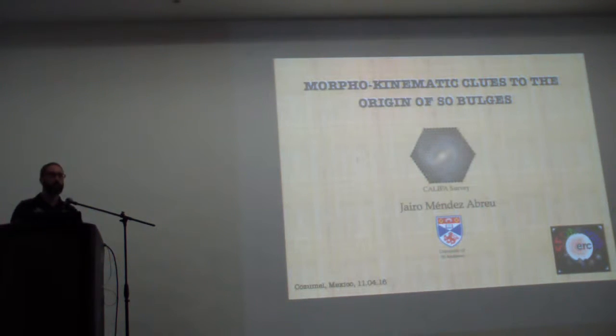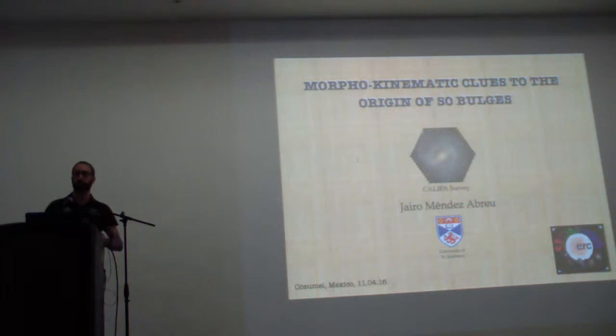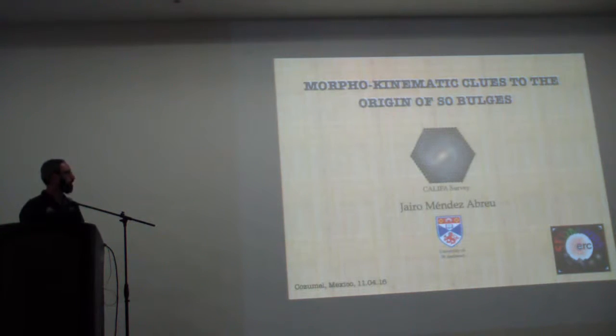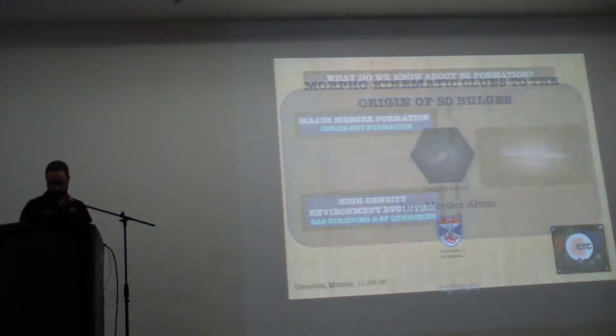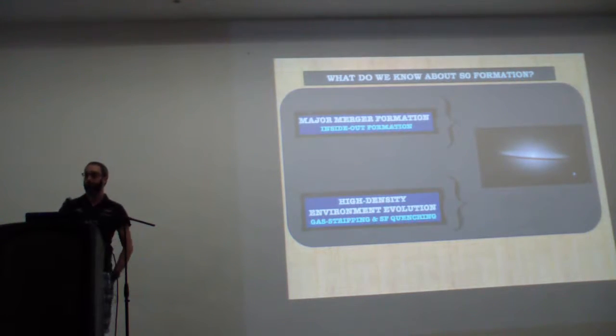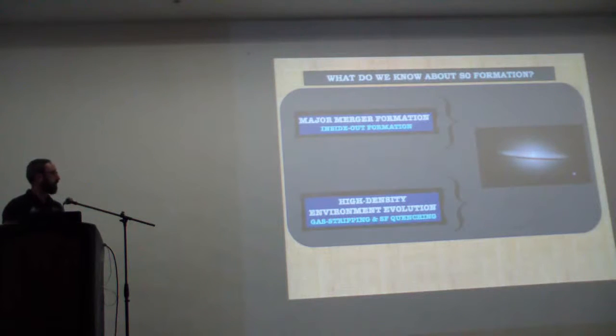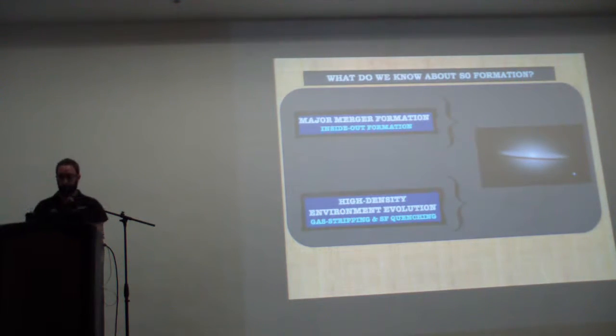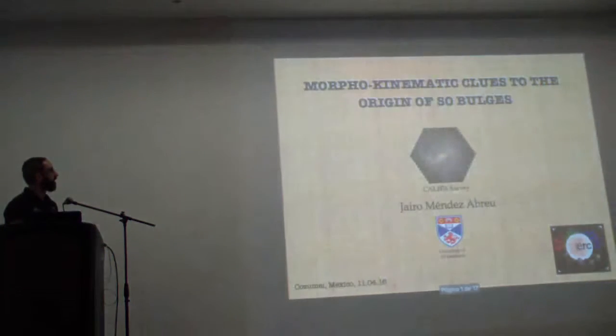So we know that lenticular galaxies span a broad range of galaxy properties in terms of both the kinematics and the photometry, and so we think it's clear that there should be more than one formation mechanism. So here I just put two of the major formation scenarios that have been proposed for the formation of lenticular galaxies.